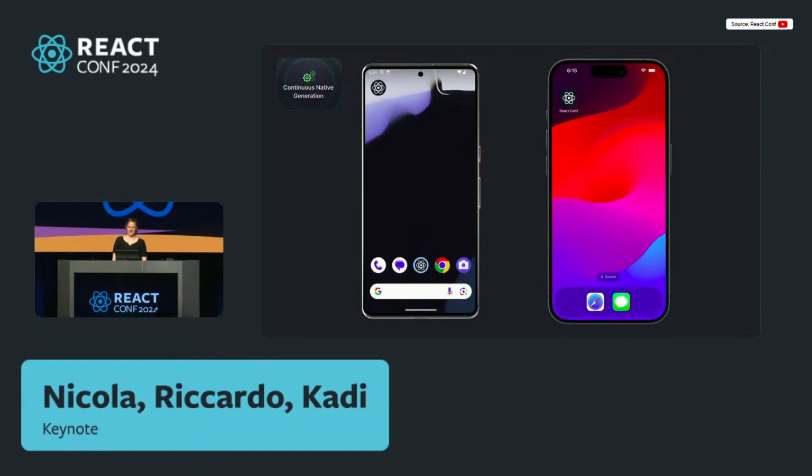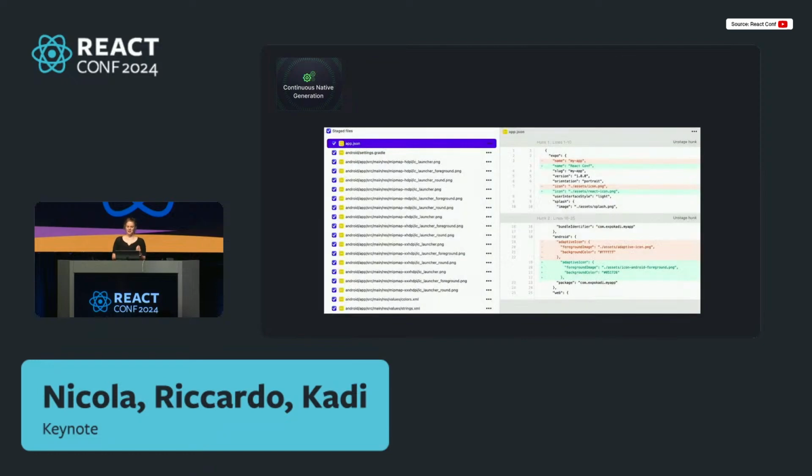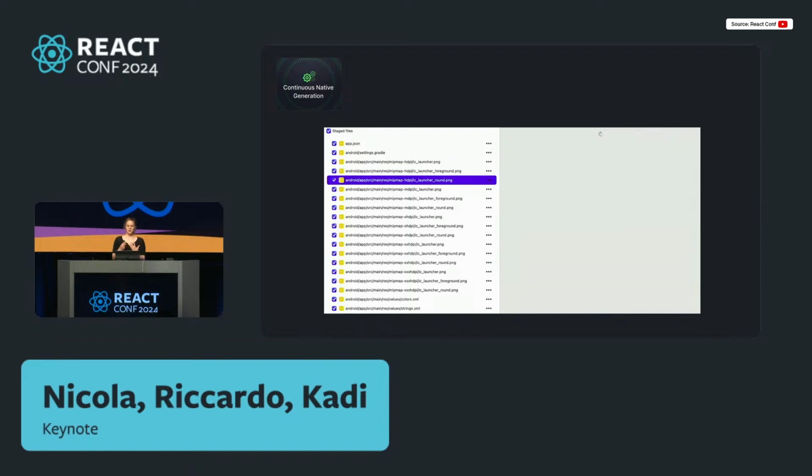God, that's better. There, the app icon is updated. Doesn't this instantly feel so much more like a real app? And here's the change I actually made in my app.json. And here are all the changes that were generated automatically because my project is using pre-build.